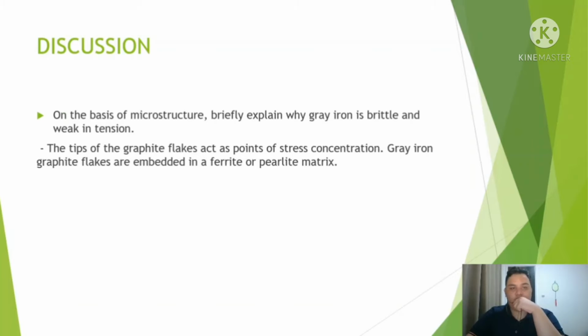And the next one is, on the basis of microstructure, briefly explain why gray iron is brittle and weak in tension. The tip of the graphite flake acts as a point of stress concentration, and gray iron graphite flakes are embedded in a ferrite or pearlite matrix. So this is the answer that I guess is correct.